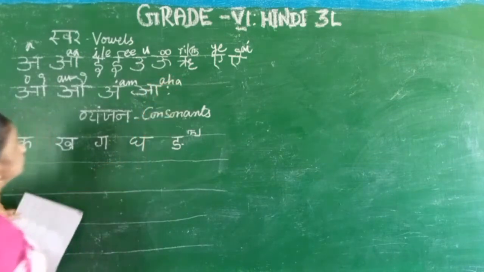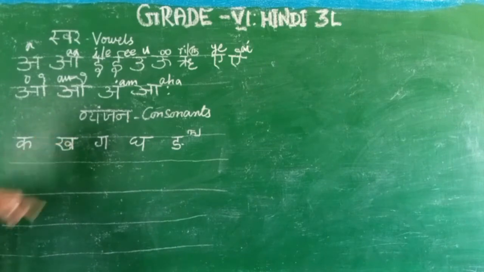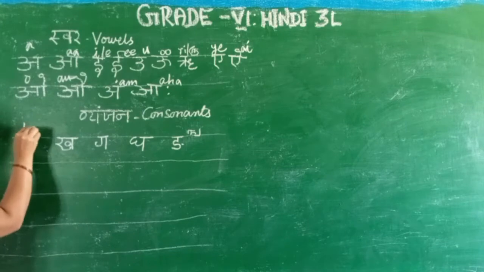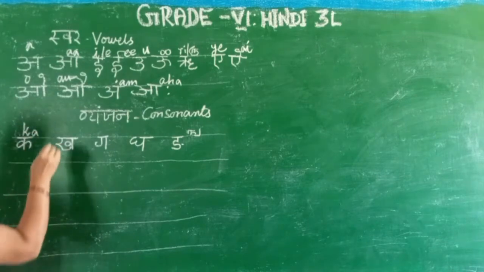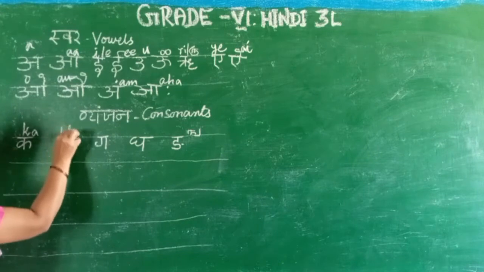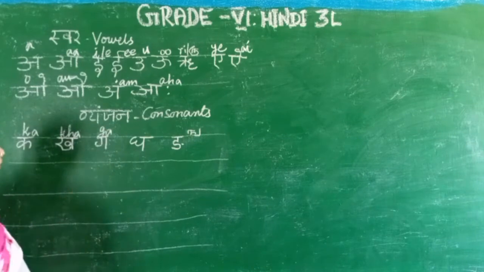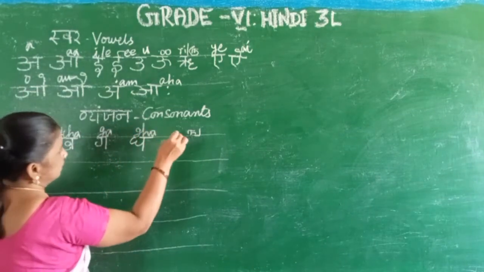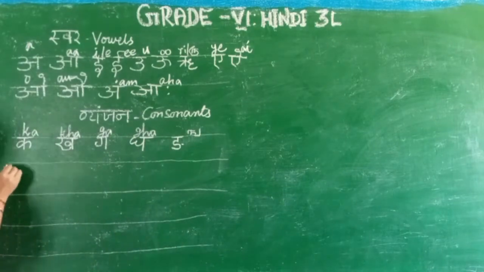Is it clear? This is for your identification in English letters. And now the consonants, Vyanjan. Ka, that is K-A, ka. Next, K-H-A, kha. Next, G-A, ga. G-H-A, gha. Nya. And next, cha.